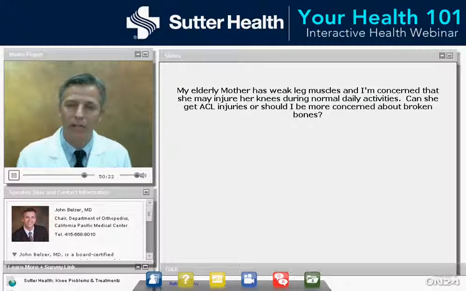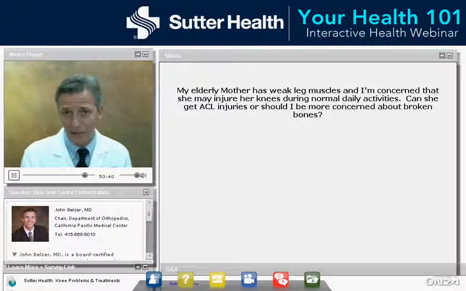Well, obviously, weak leg muscles are going to put your mother at risk for falls, which, of course, may put your mother at risk for fractured hips, which is what we worry about mostly in elderly females. Now, the likelihood of your mother having an ACL injury is very small, and in her day-to-day activities, as we talked about with patients with sedentary lifestyles, we don't really worry much about ACL injuries. Again, your question about broken bones, it's not likely that her legs are weak because of broken bones, but the weakened leg muscles can lead to that.